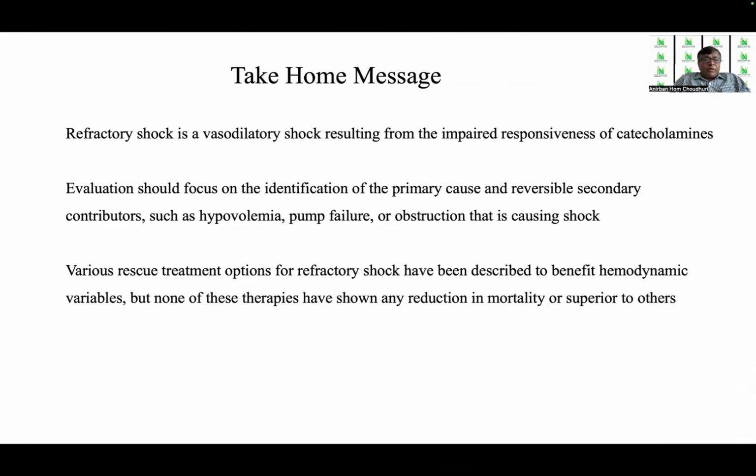So my take-home message would be that refractory shock is a vasodilatory shock resulting from impaired responsiveness to the catecholamines. Evaluation should focus on the identification of the primary cause and reversible secondary contributors like hypovolemia, pump failure, or obstruction that is responsible for the shock. And various rescue treatment options are available for refractory shock that have been described to benefit the hemodynamic variables, but none of these therapies have shown any reduction in mortality so far or have been proven to be superior to others so far.